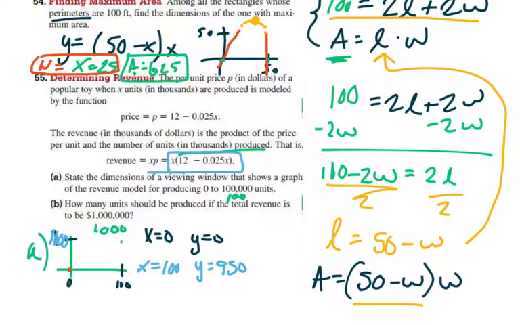Alright. So the answer to that one is going to be from 0 to 100 for your x values. And for your y values, you want it to be between 0 and 1,000.